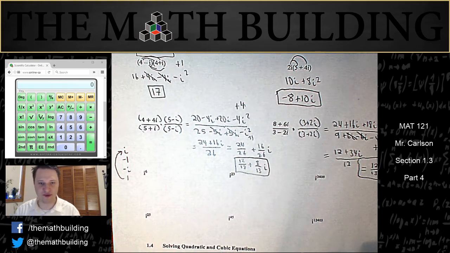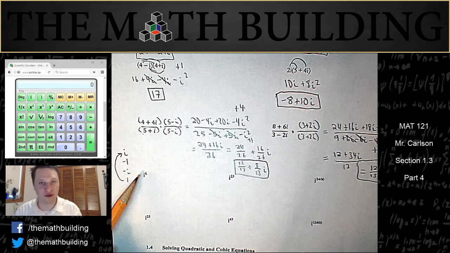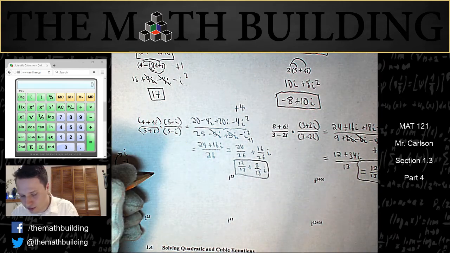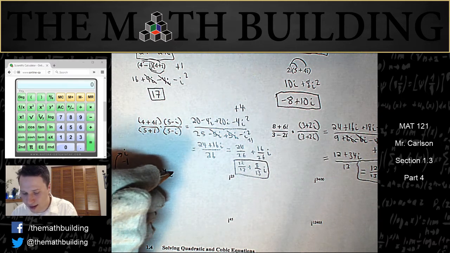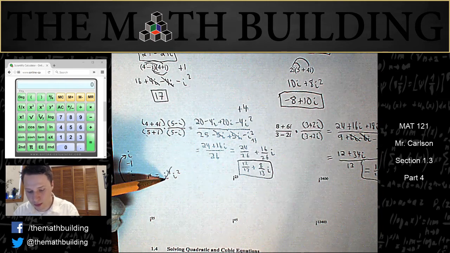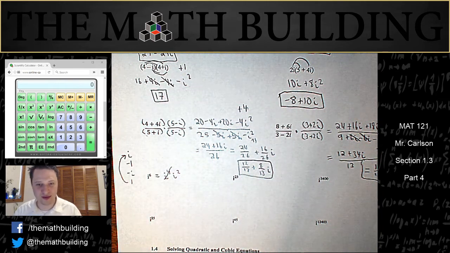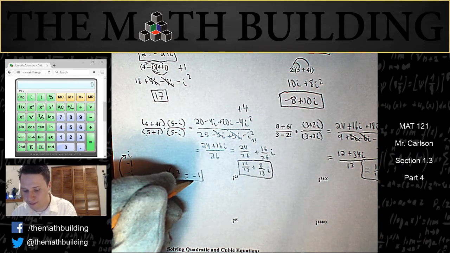So here's how to simplify i to the 6. What I recommend you do is take off as many powers of 4 as you can. So in other words, i to the 6 is the same as i to the 4 times i to the 2. And we know that i to the 4 is equal to 1, which just goes away. So that means i to the 6 is just equal to i squared, which is negative 1.